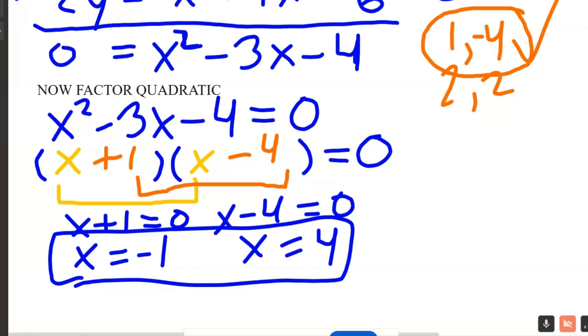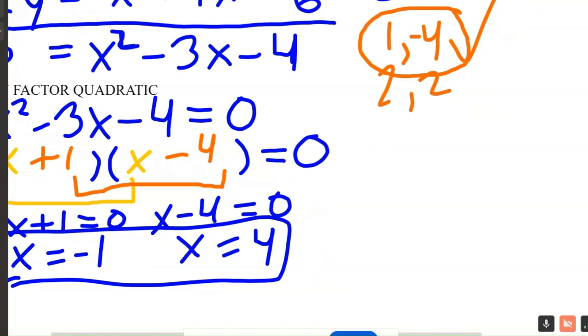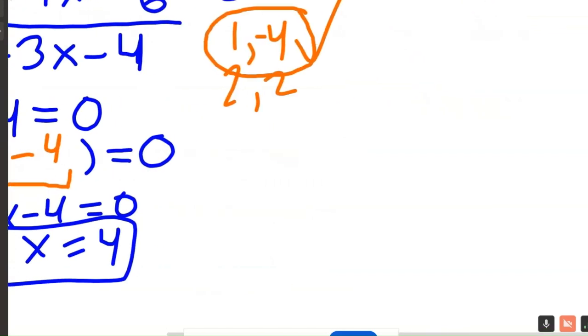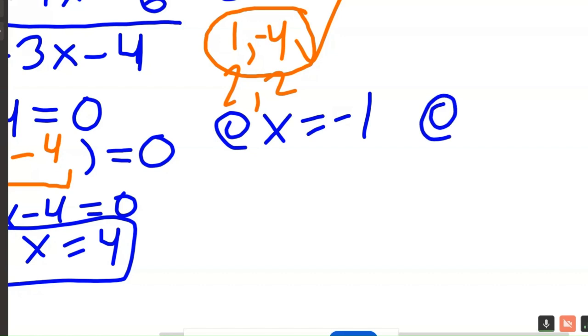We have the x values of the coordinates for the solution. Now we need to find their corresponding y's. How do we find that? Well, we take each one of these, x equals -1 and x equals +4, and we plug those x values into any one of the equations we've made.